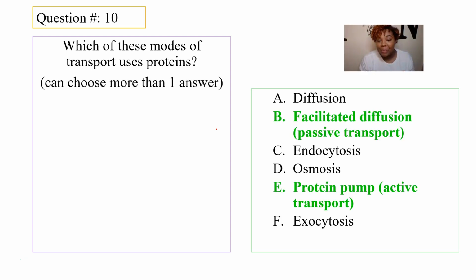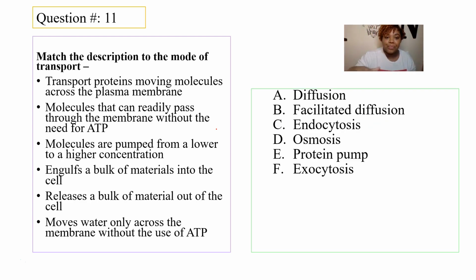Okay, the answer to this is B and E. Facilitated diffusion uses proteins, and of course, it is passive transport. And protein pump uses proteins, but it's active. So basically, each type of transport uses protein in one way or another.